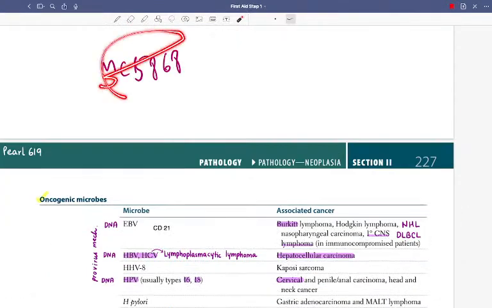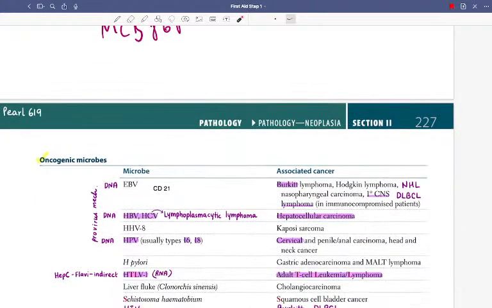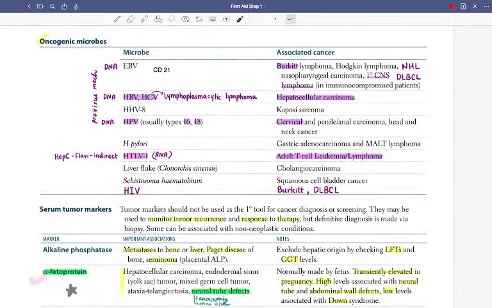This is the MCQ ID, you can see it. Next, oncogenic microbes and the associated cancers.